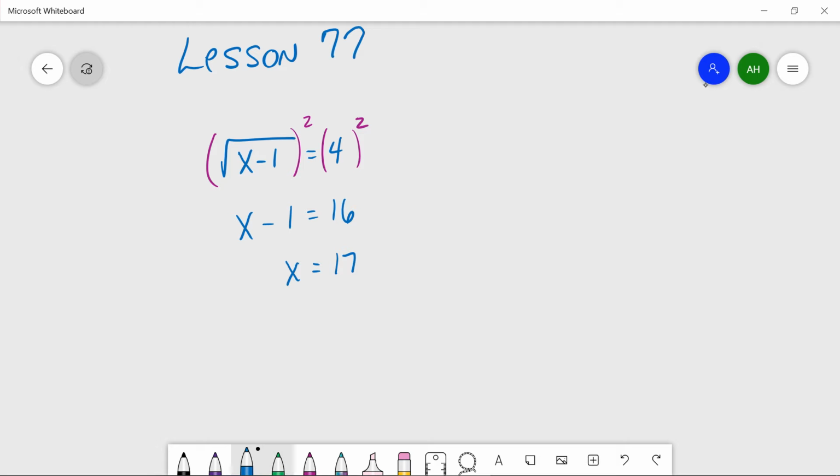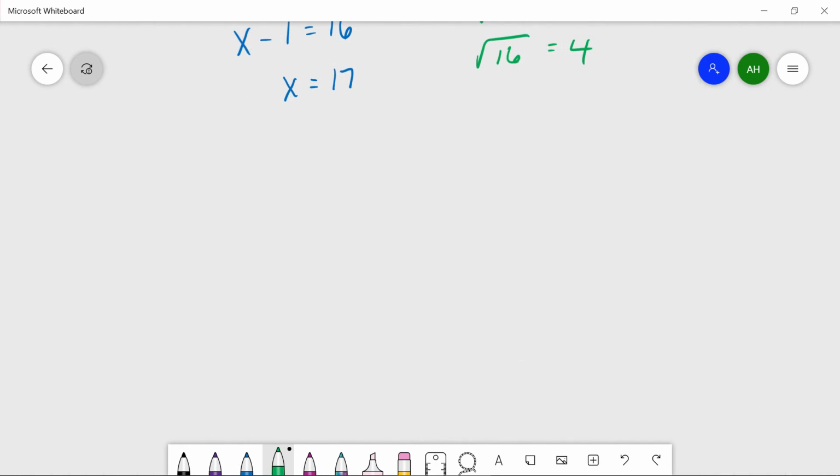I can plug that in over here and say the square root of 17 minus 1 equals 4. The square root of 16 equals 4, and it does indeed. So make sure you get your answer, then plug it back into the beginning. As we are solving these radicals, we do that by raising both sides as needed to eliminate the radical. Here this was a square root, therefore I squared it. If you have a cube root, you want to cube it. If you have a fourth root, you want to raise it to the fourth power.